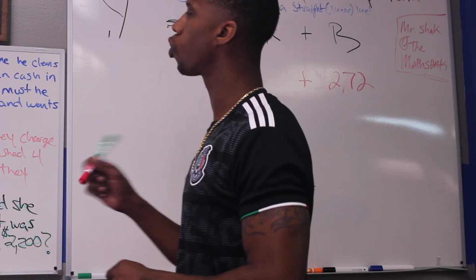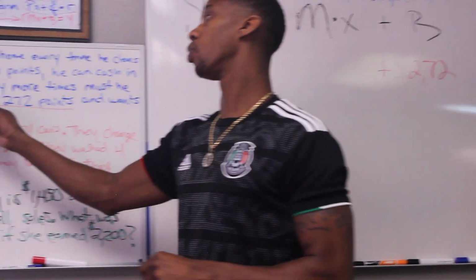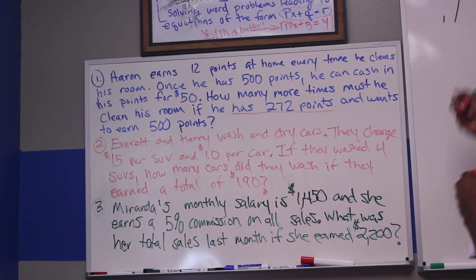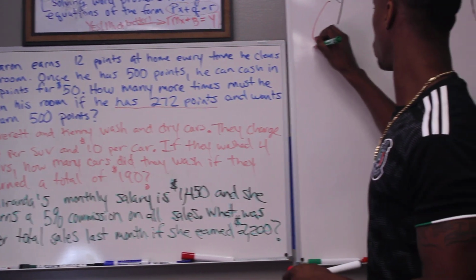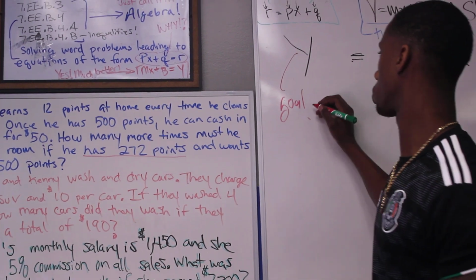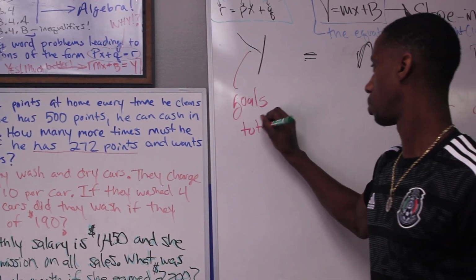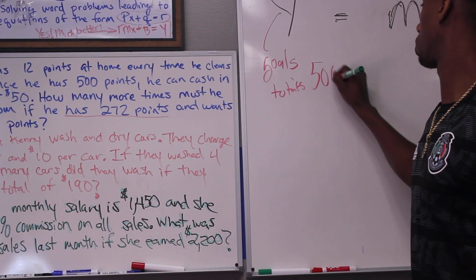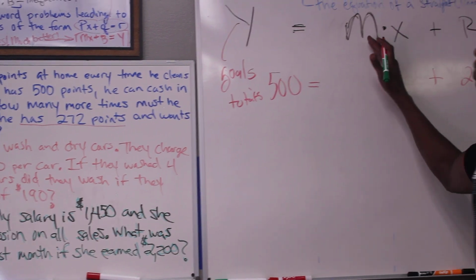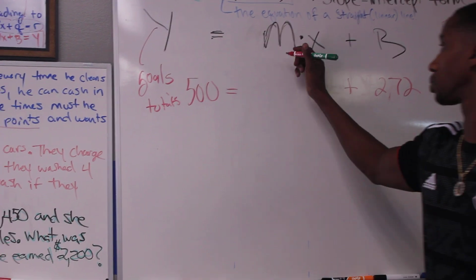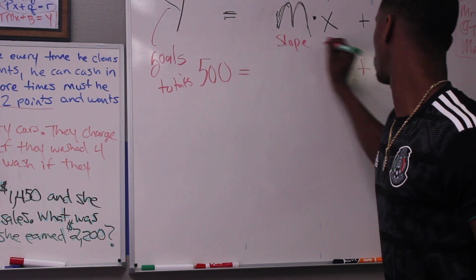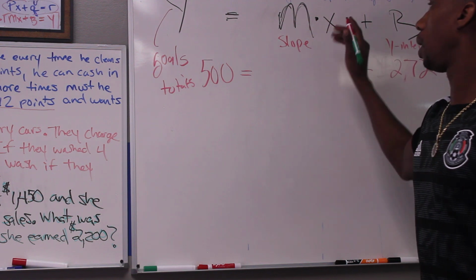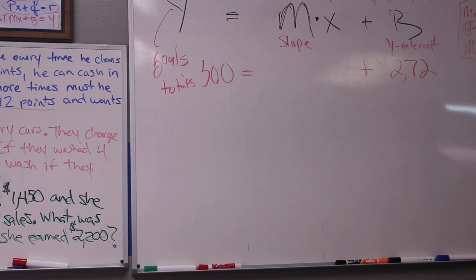Next, total amount. That was given in the very beginning. Once he has 500 points. That's the goal. And another key word I should put, a lot of times total amounts are goals. And the total amount in this case is 500. Now I'm only missing my slope and my constant.